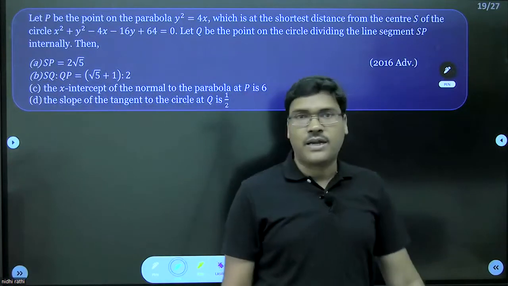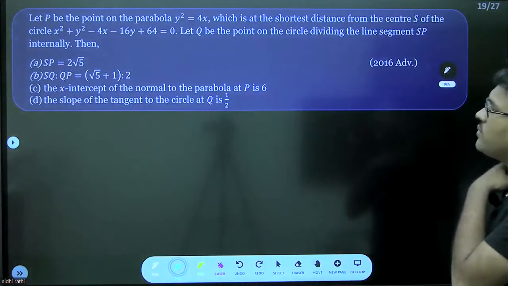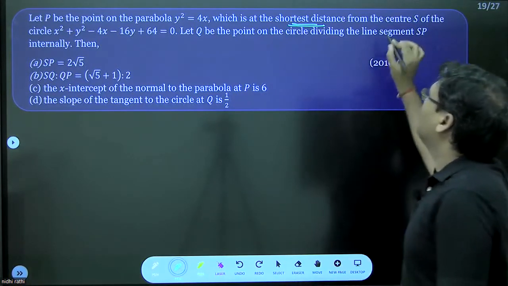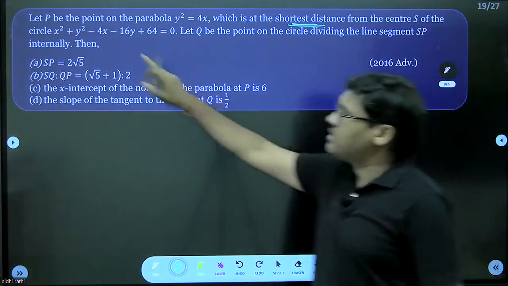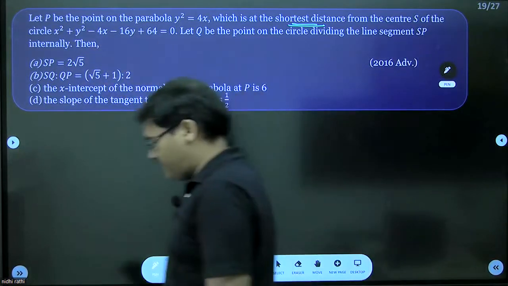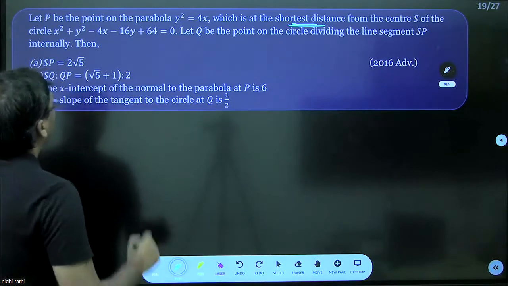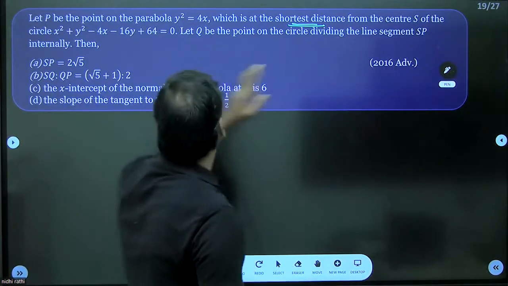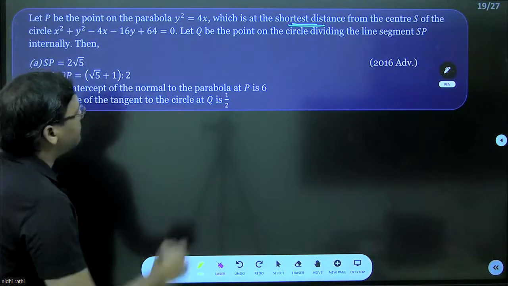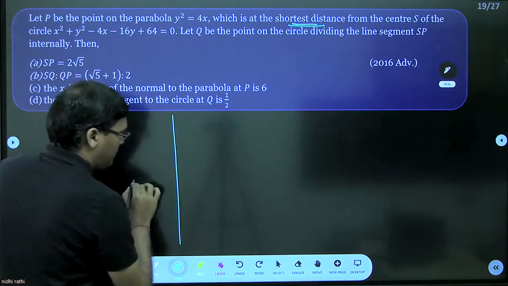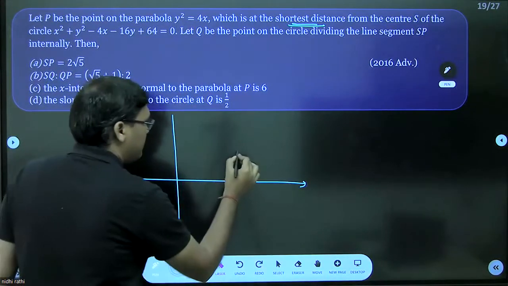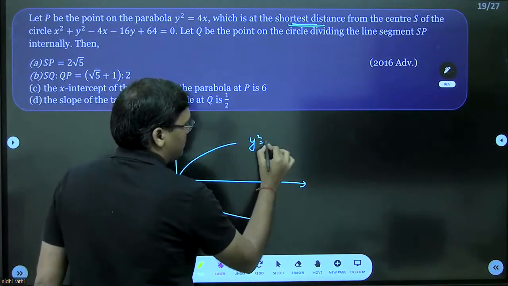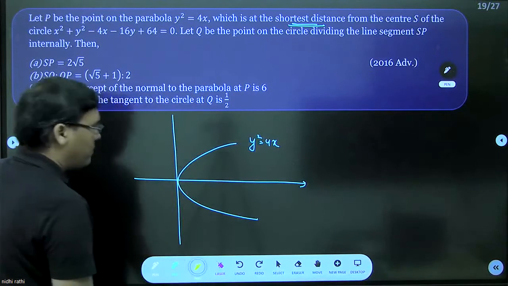Let P be the point on the parabola y square equal to 4x, which is at the shortest distance from the center S of the circle. So now see, let's first draw this. And let Q be the point on the circle dividing the line segment SP internally. So now see, let's say this is the parabola y square equal to 4x.